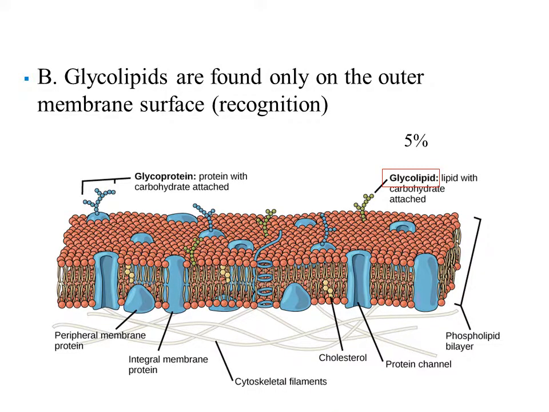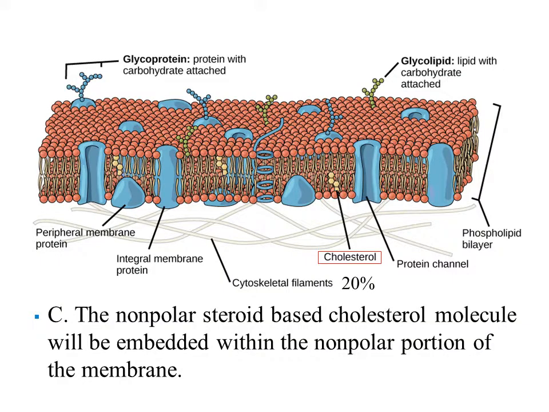B is glycolipids. The glycolipids represent 5% of the lipids in the cell membrane. The glycolipids also serve as recognition particles. So the proteoglycans act as a molecular fingerprint, and the glycolipids act as a molecular fingerprint. C is cholesterol. So the nonpolar steroid-based cholesterol is embedded in the nonpolar portion of the membrane.